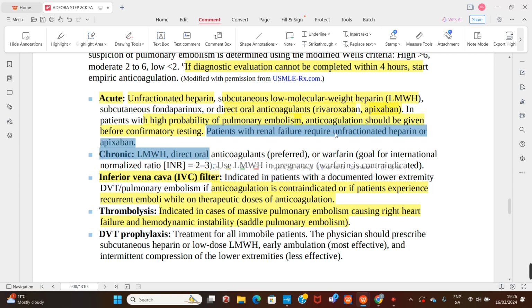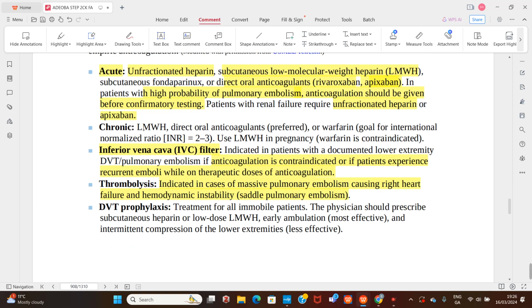So people with renal failure, unfractionated heparin and apixaban can be used. You cannot use low molecular weight heparin in renal failure. Hope we know that already. For chronic cases, you might need to anticoagulate them for a long time, so you cannot use unfractionated heparin. Who knows why? We cannot use heparin for a long time because of that stuff. Anybody knows?